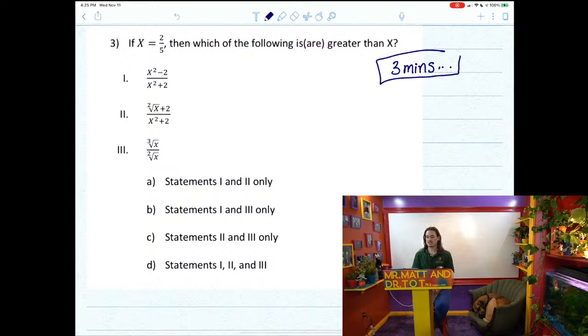Number 3. If x is equal to 2/5, then which of the following is or are greater than x? Statement 1 says x squared minus 2, quantity divided by x squared plus 2. Statement 2 says the square root of x plus 2, quantity divided by x squared plus 2. And statement 3 says the cube root of x divided by the square root of x. So I'll give you 3 minutes, and then I'll give you the answer, and this will take us up to the end of class today.